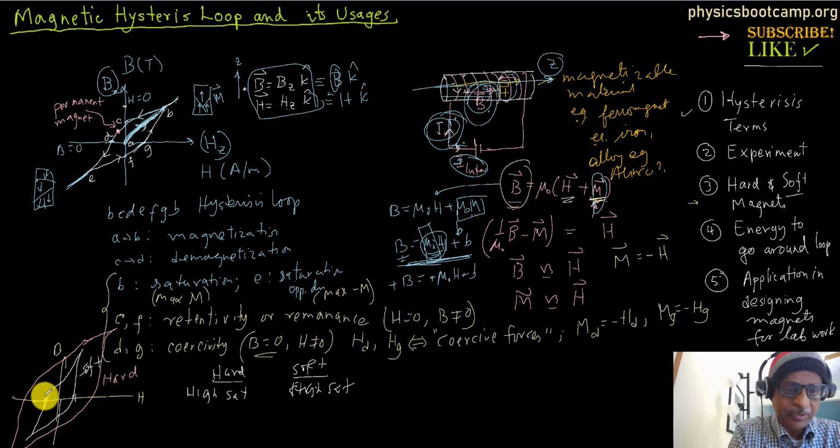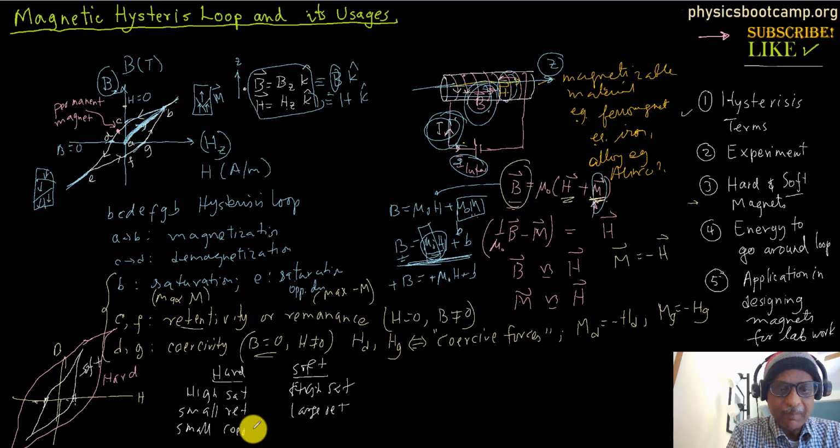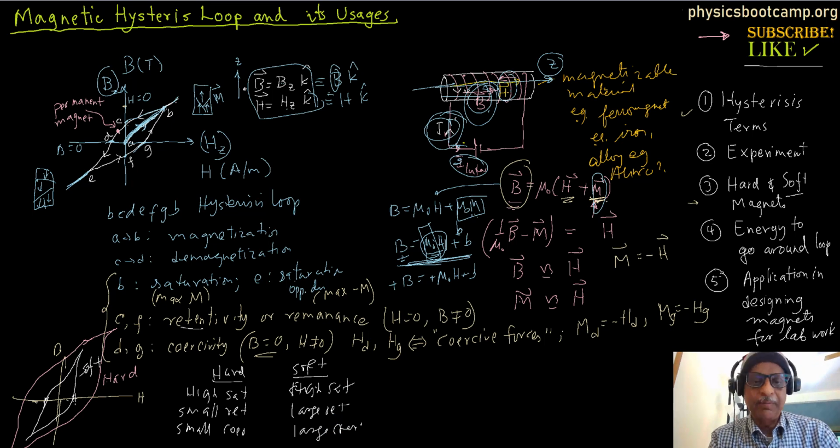Let's see. This one has a small retentivity and a small coercivity. So both are small. The other has a large retentivity and a large coercivity. Both are used. The hard one, you can see, is harder to demagnetize and things like that, and harder to magnetize.